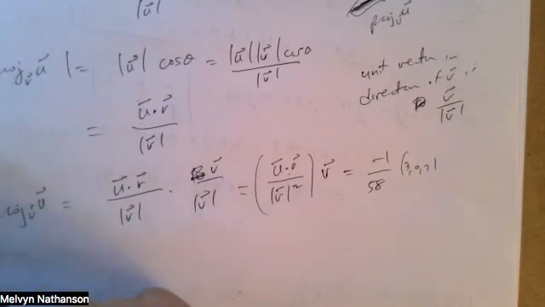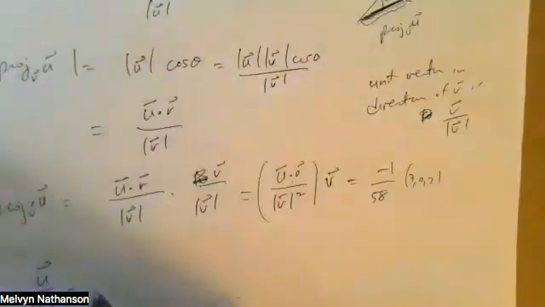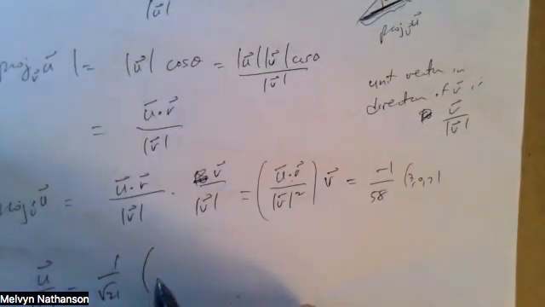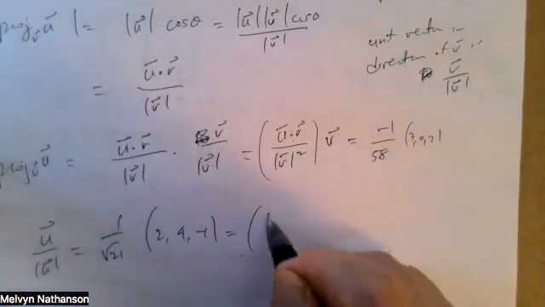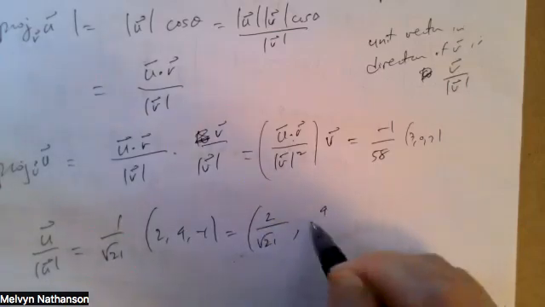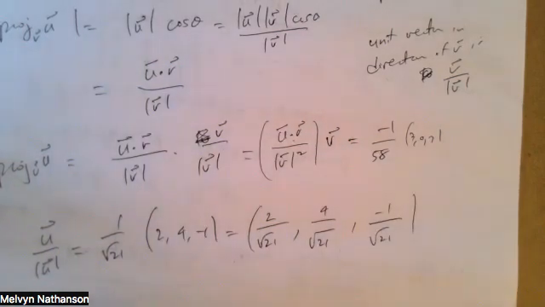And finally, a unit vector parallel to u is u just divided by the length of u. Again, we calculated the length of u. Length of u is square root of 21, times u. So that's 2 over root 21, 4 over root 21, minus 1 over root 21. So this is a unit vector in the direction of u.